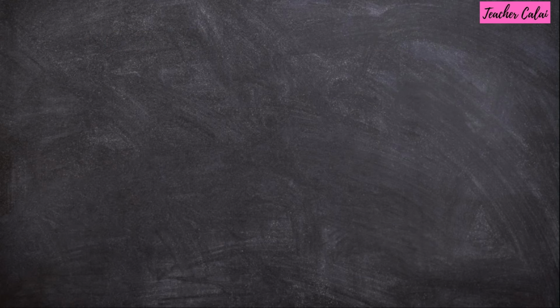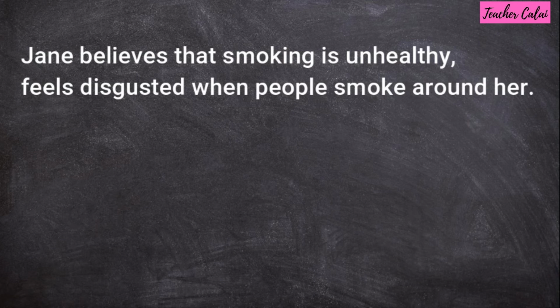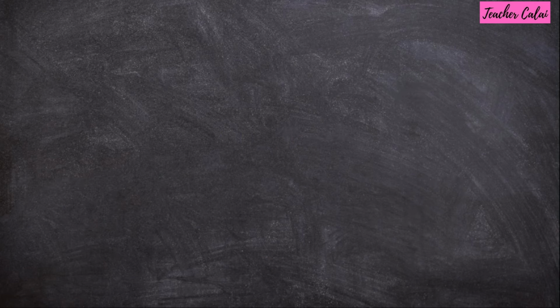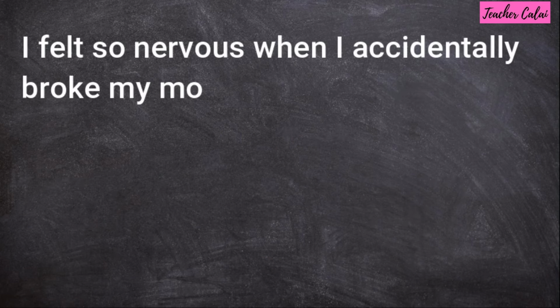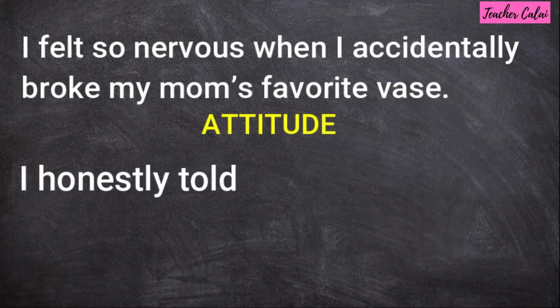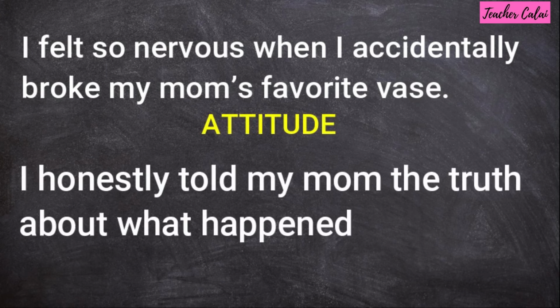Let's try to analyze this example. Jane believes that smoking is unhealthy, feels disgusted when people smoke around her. This is Jane's attitude. She always brings hanky to cover her nose, avoids polluted places and people who do smoke. This is Jane's behavior. Another example. I felt so nervous when I accidentally broke my mom's favorite vase. This is my attitude. I honestly told my mom the truth about what happened. And this is my behavior.